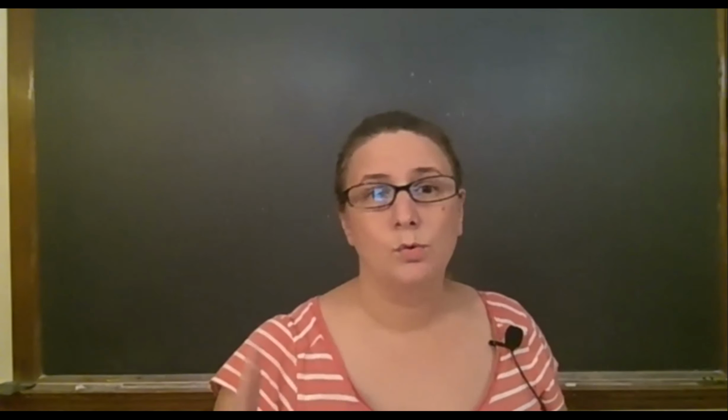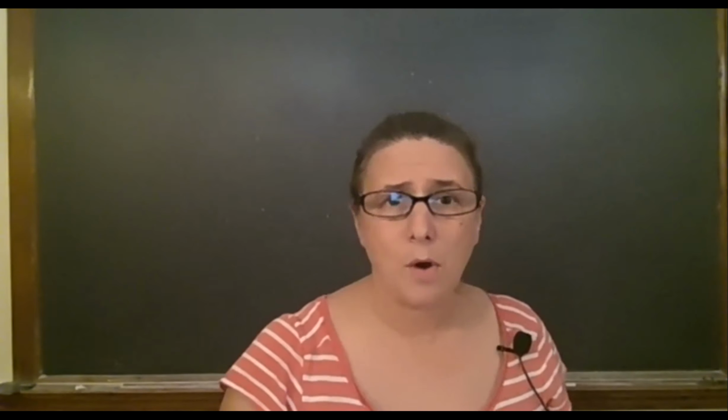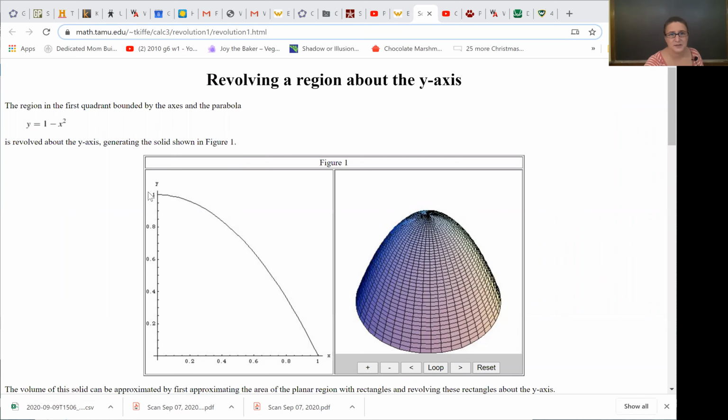Our first examples with the discs and the washers were revolving around the x-axis, but as you can imagine, there's no reason we can't revolve around the y-axis as well. So I wanted to show you at least one animation of that and then go ahead and do a different problem. Here we're going to revolve this region, y equals 1 minus x squared, but instead we're revolving it around the y-axis.